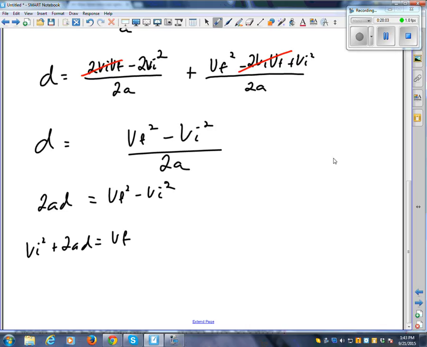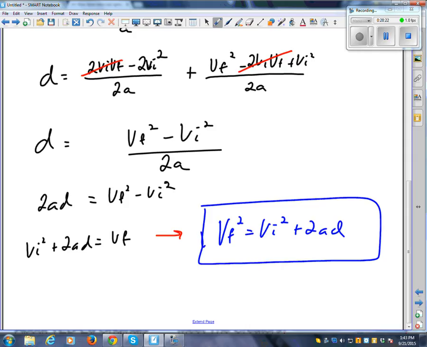Okay? And most places will write this as VF squared equals VI squared, right, so that we can read it. VF squared is equal to VI squared plus 2AD. And that, my friends, is special equation number 3. VF squared equals VI squared plus 2AD. You'll notice that what doesn't appear in the formula? The time. The time doesn't appear.